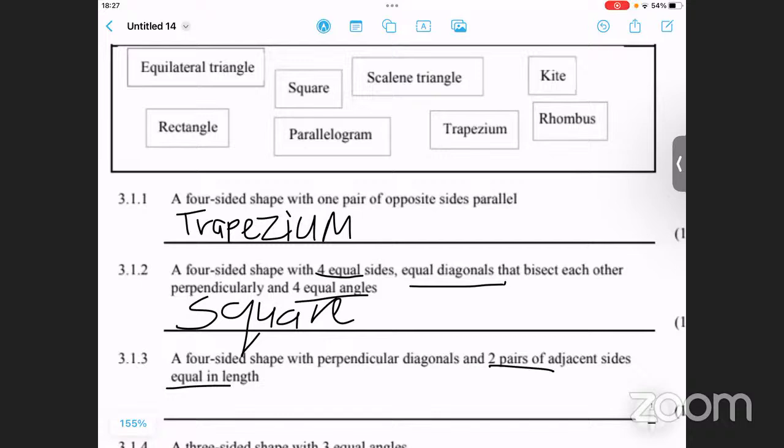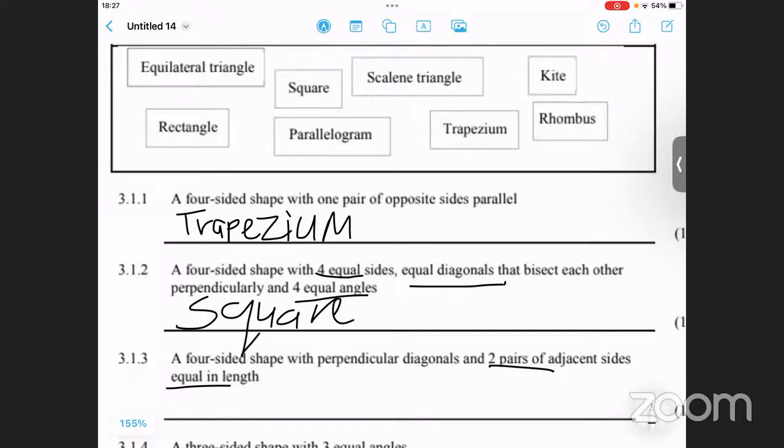Guys, are you still there? Yes, ma'am. Okay, Lukumo, what do you think is the answer for this one? Ma'am, I think it is a rectangle. You think it's a rectangle? Okay.